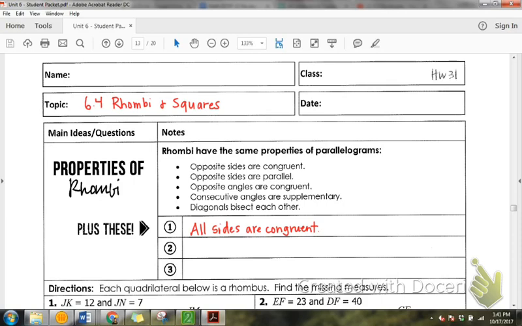So if I'm going to draw it, it kind of looks like this, where all the sides are the same, but it's kind of slanted. And if I know all the sides are the same, I can mark them all congruent.